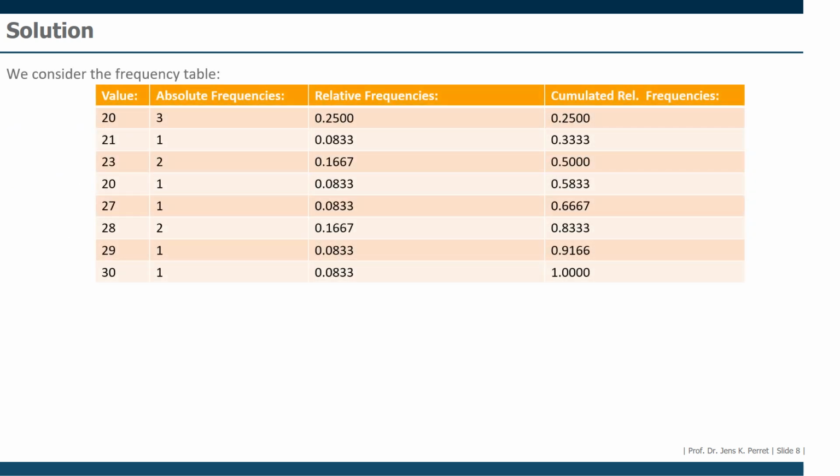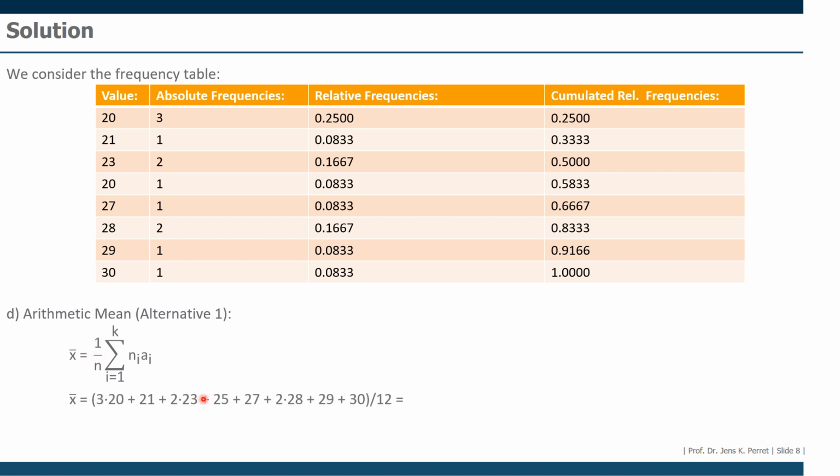Well, in both I'm going to use the frequency table. In the first one I'm going to use this formula. This formula simply means I'm going to multiply absolute frequencies and the values. So the Ni is the absolute frequencies, the Ai is the value. So I'm going 3 times 20, 1 times 21, 2 times 23. I'm adding all of this up, and then I'm dividing this by the number of observations. So it looks like this.